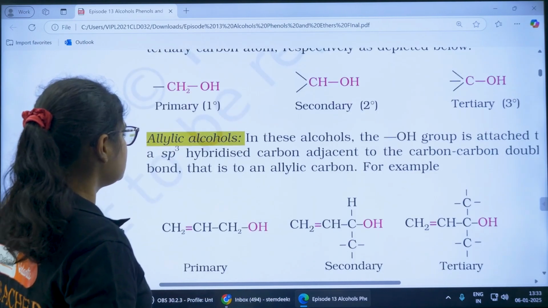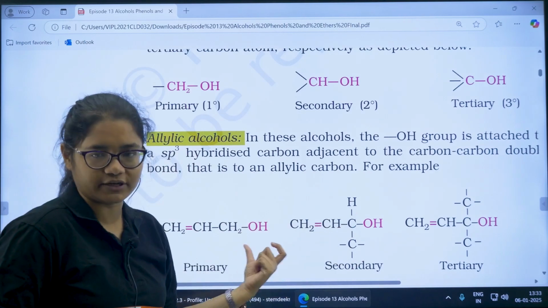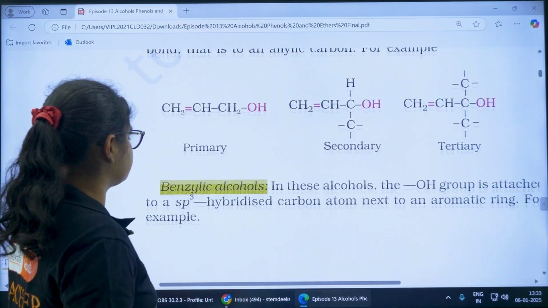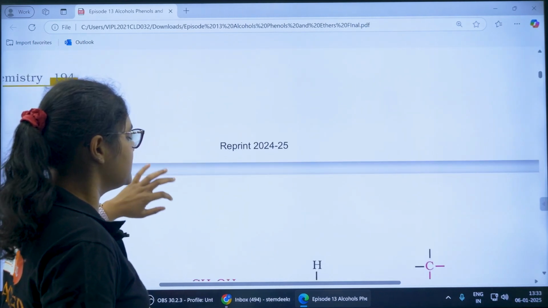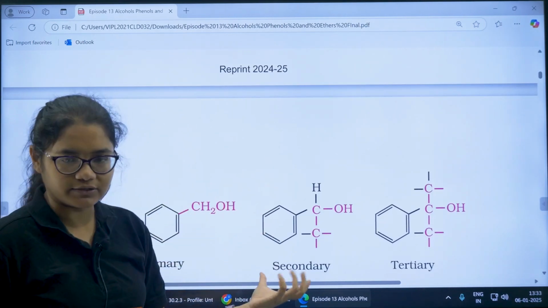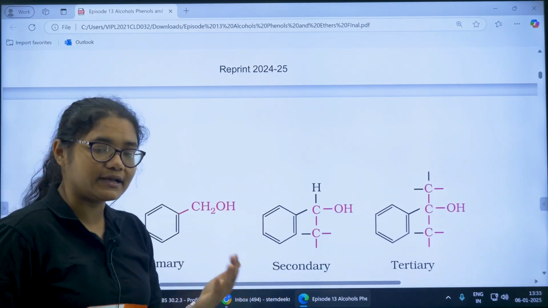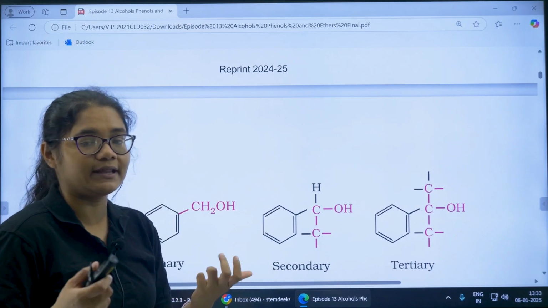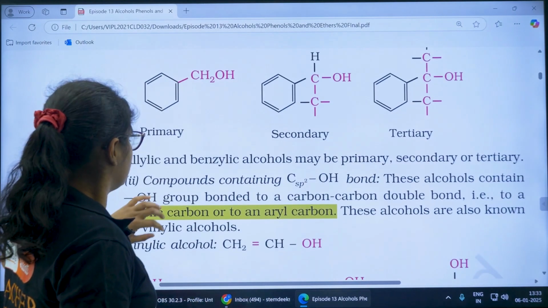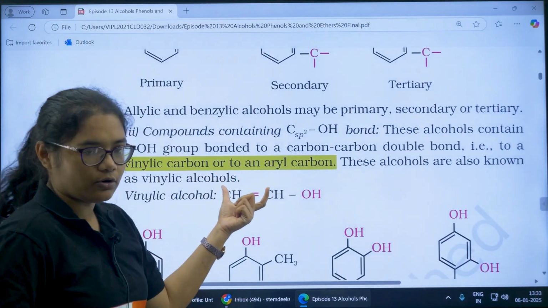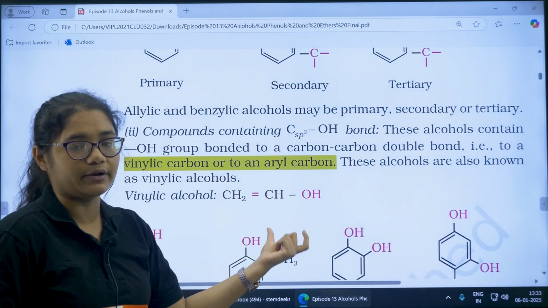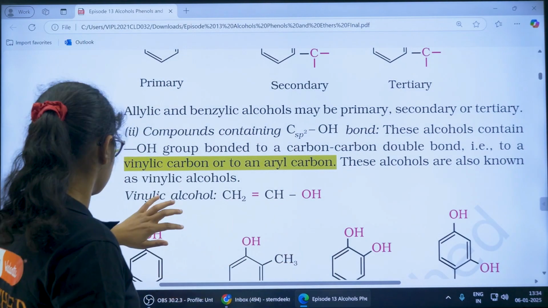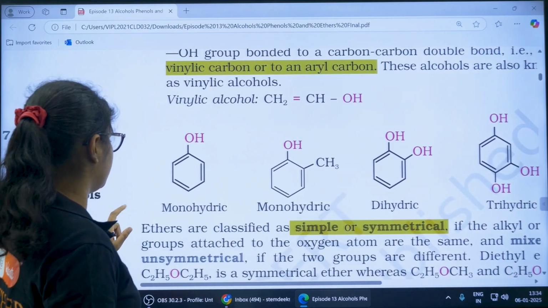Okay, next, allylic alcohol, what is the structure of allylic alcohol, and next we have benzylic alcohol. So these structures and the examples you should know, so that you can identify which is an allylic and which is a benzylic alcohol. Okay, next we have vinylic alcohols as well. Whenever OH is attached to an sp2 carbon directly, we call it a vinylic alcohol. Okay, next, this is very important here.